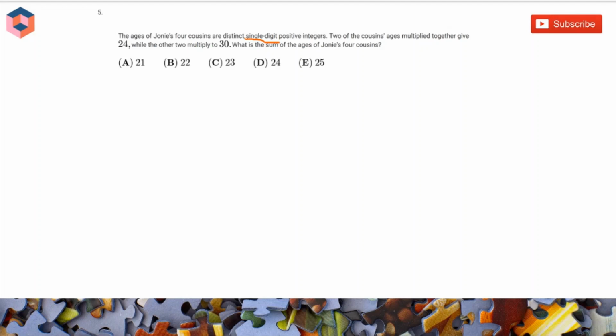Okay, so what could be the factors of 30? So it could be 1 and 30, but no, like we underlined here, it has to be single digit. 2 and 15, no, 15 is not single digit. 3 and 10, no. We could do 5 and 6, that seems to work. And that's the only one that actually works. So 2 of the cousins are 5 and 6.